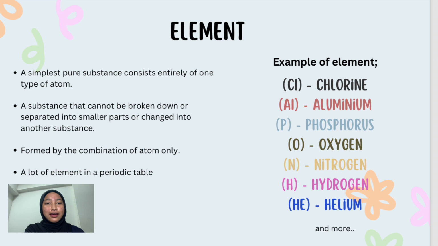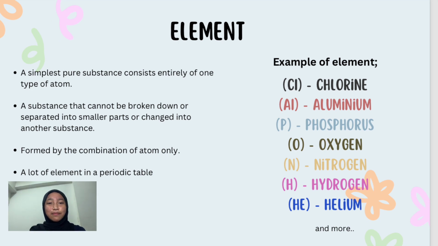Next is element. Element is a simple pure substance consisting entirely of one type of atom, a substance that cannot be broken down or separated into smaller parts or changed into another substance, formed by the combination of atoms only, and there are a lot of elements in the periodic table.